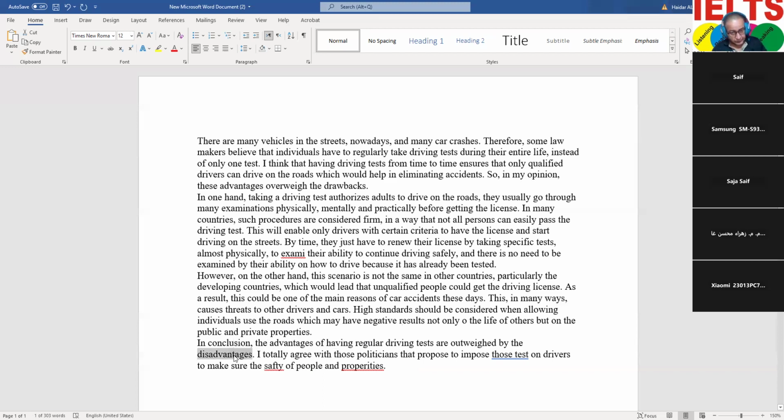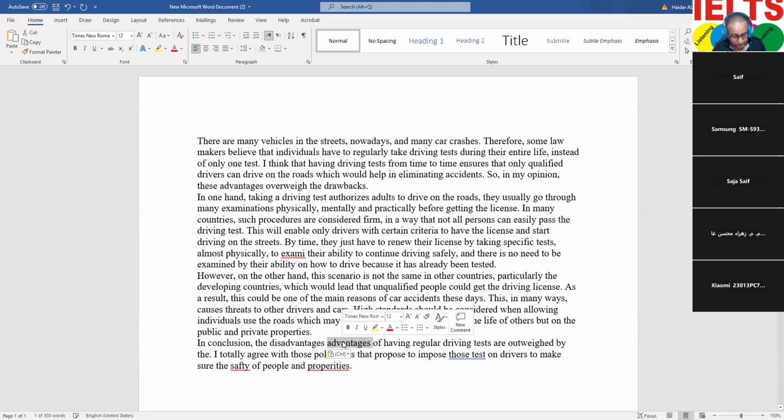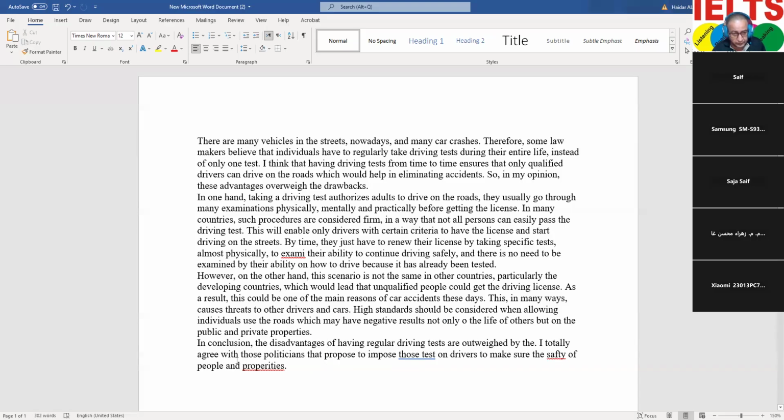No. I meant the opposite. Yes, it should be the opposite here. No, I wrote driving. The advantages of having regular driving tests should overweigh the disadvantages. Not R. There should not be R. That's why there was a mistake here. Yes. Okay, because you wrote R. We corrected it. The disadvantages of having regular driving tests are outweighed by the advantages.